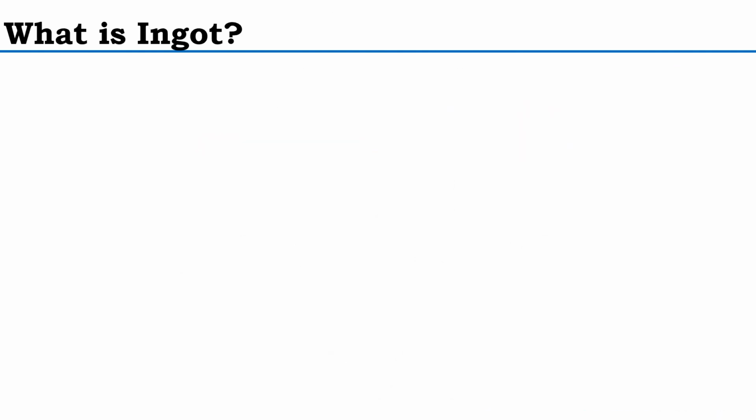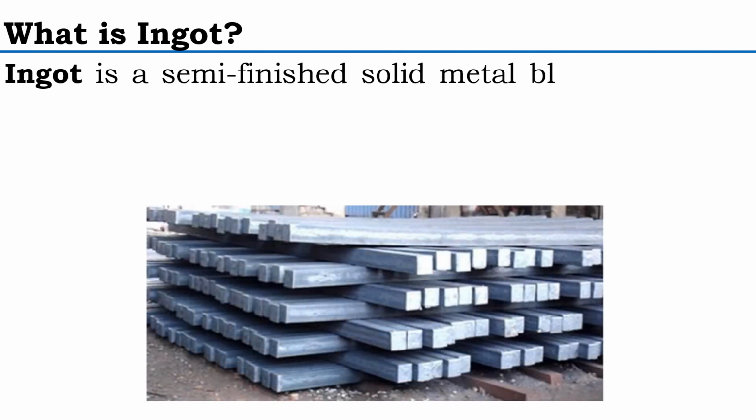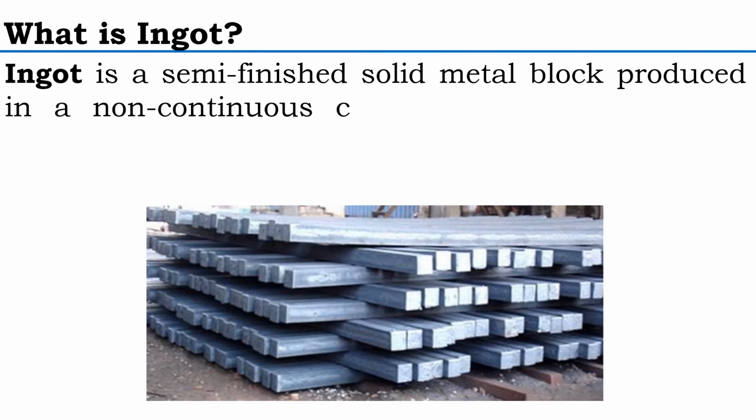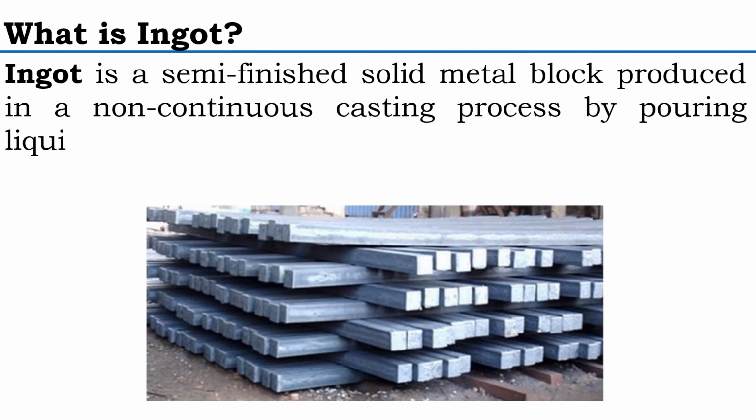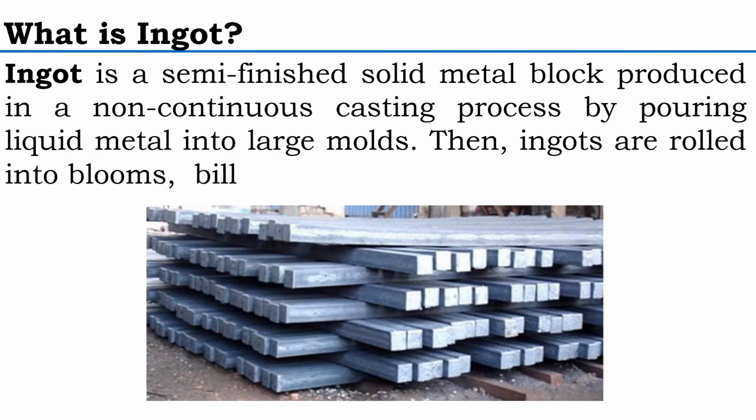What is ingot? Ingot is a semi-finished solid metal block produced in a non-continuous casting process by pouring liquid metal into large molds. Then, ingots are rolled into blooms, billets and slabs.